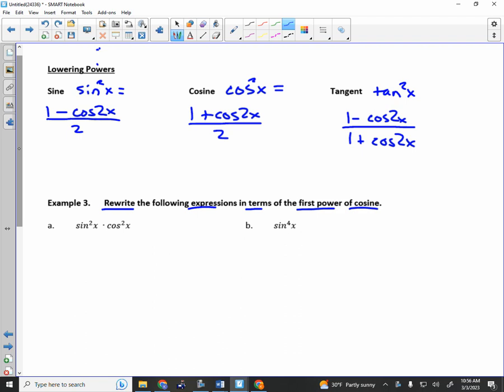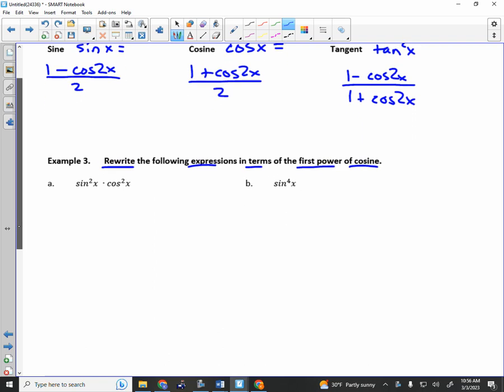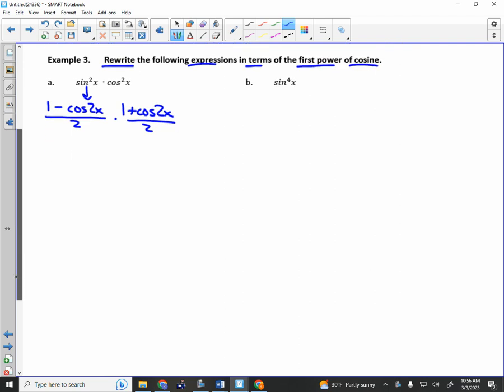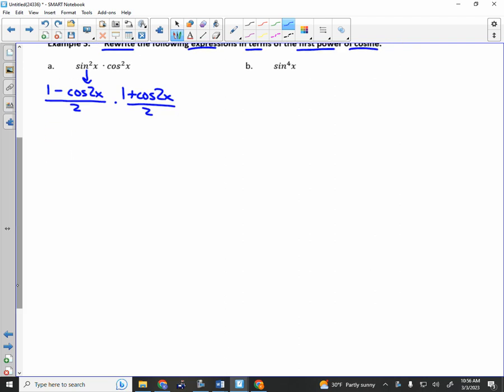Notice we got the double angle thing going on, which is a little bit awkward, but we'll work through it. And so I do sine squared times cosine squared. So the first thing I'm going to do is, instead of sine squared, I'm going to write 1 minus cosine of 2x over 2. And instead of cosine squared, I'm going to write 1 plus cosine of 2x all over 2. Everybody okay with my first step?